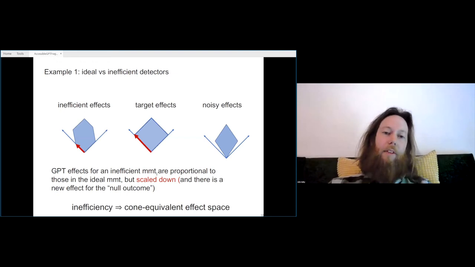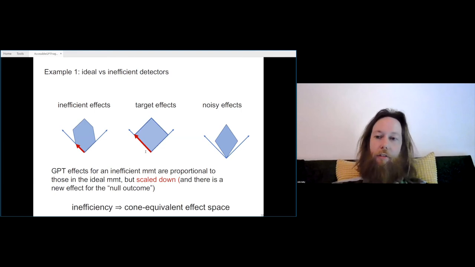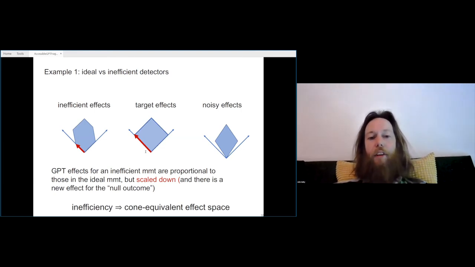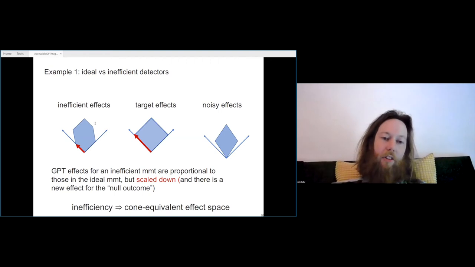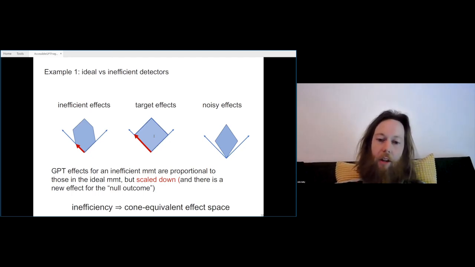And these crop up in very natural scenarios. Say we have some target effects we're trying to realize in the experiment, but actually we have inefficient detectors, so sometimes they just happen not to fire. This basically gives us a new effect space where some of the effects are scaled down a bit. The cone is left invariant by this. So going from ideal to inefficient detectors preserves the cone equivalence class of the theory.